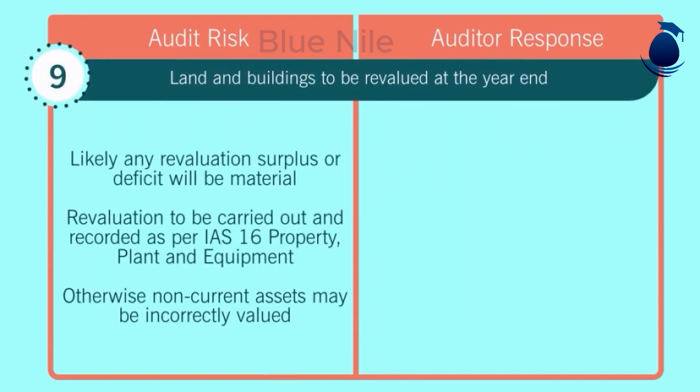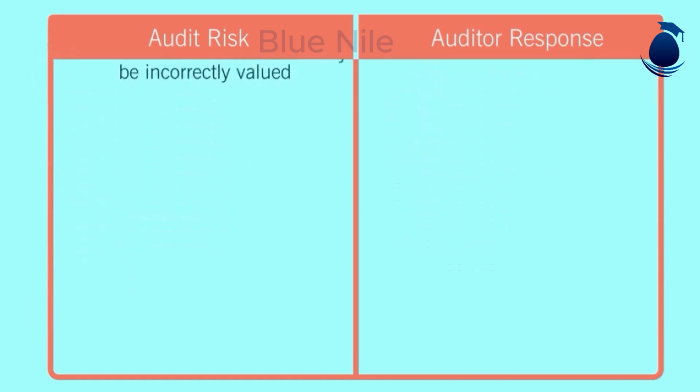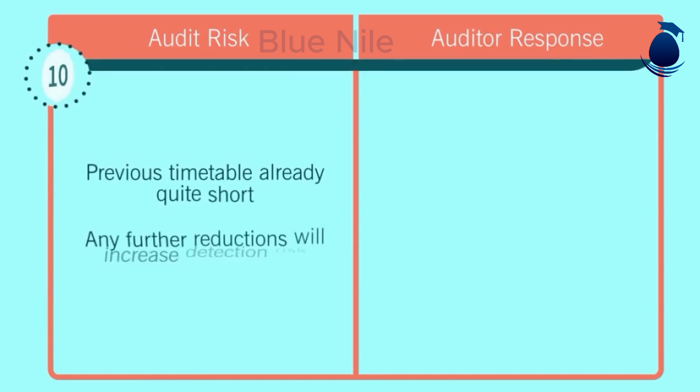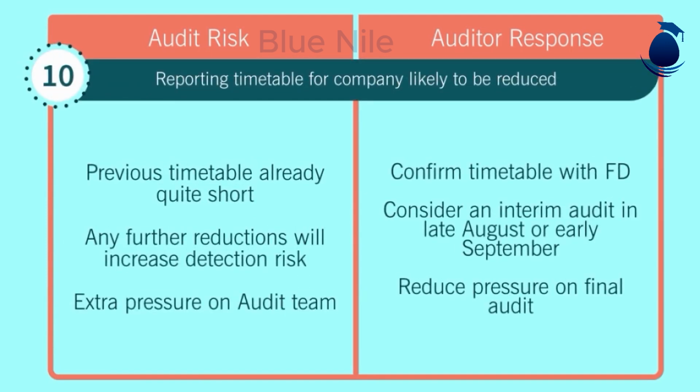For land and buildings that will be revalued at the year-end, the revaluations involved could be significant, and the auditor needs to review and recalculate to ensure valuations are correct. Reducing the reporting timetable for the company, which is already quite short, may only be achievable by way of carrying out an interim audit. This completes section B.